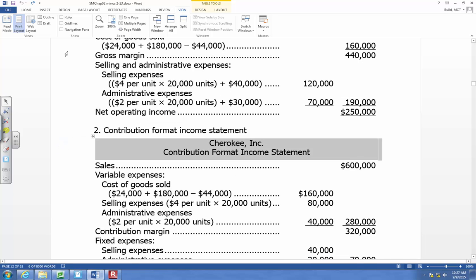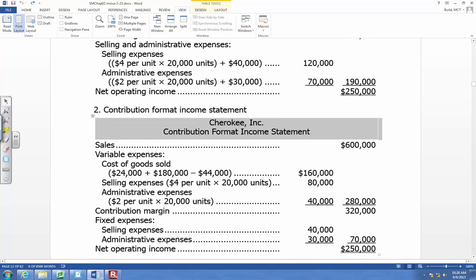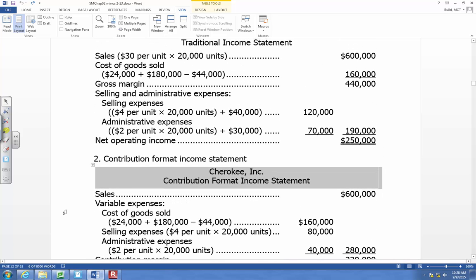And then same with admin. So net operating income, 250. Any questions there? I see a lot of you writing. Are you taking notes or are you correcting your work? Okay. Anybody struggle with this? No? Okay.